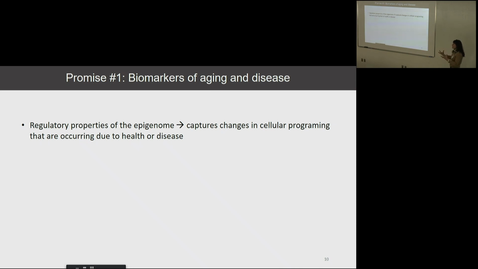So basically, because of these regulatory properties of the epigenome, it's capturing all of these cellular programming changes that are occurring because of disease that's happening in the body or because of a person's changing health status and things like that. So it has the potential to be this one-stop shop for disease biomarkers, in the sense that you could collect somebody's blood and then, based on that, maybe construct 100 different biomarkers for different diseases of aging or health.